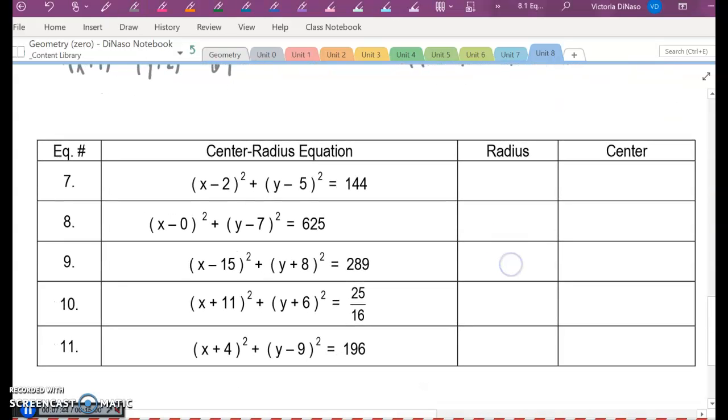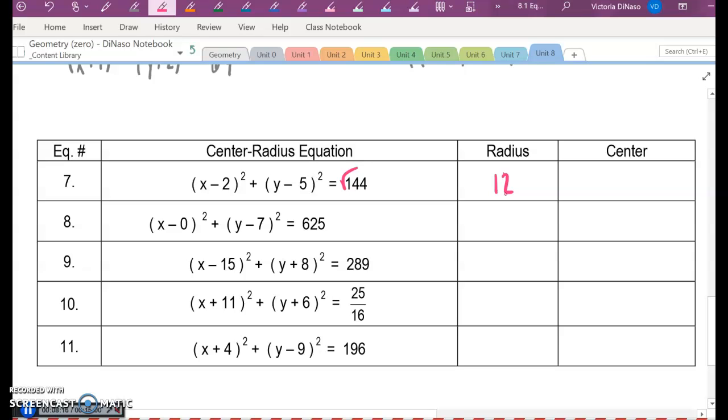All right, so the last part of the lesson is taking the equation of the circle and finding the radius and finding the center of the circle. So what we have here in number 7 is (x minus 2) squared plus (y minus 5) squared equals 144. To find the radius, what you're always going to do is square root that final number. So we take the square root of 144, and you should get the number 12, so your radius is 12.